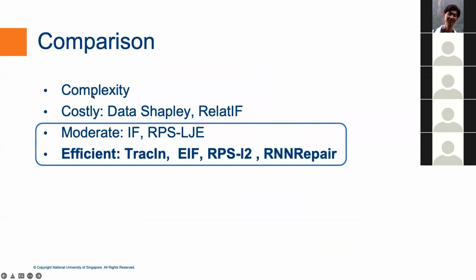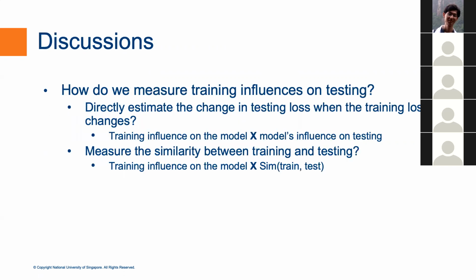I have a comparison on the complexity. I think the costly methods are data Shapley and relative IF. The more practical methods are listed here. Based on Ruofan's explanations and these taxonomies, it's very reasonable. I think the IF is the best paper at ICML 17, right? Yes, that is the best paper, and following this work, a lot of work has tried to improve the efficiency. I don't have any questions here.